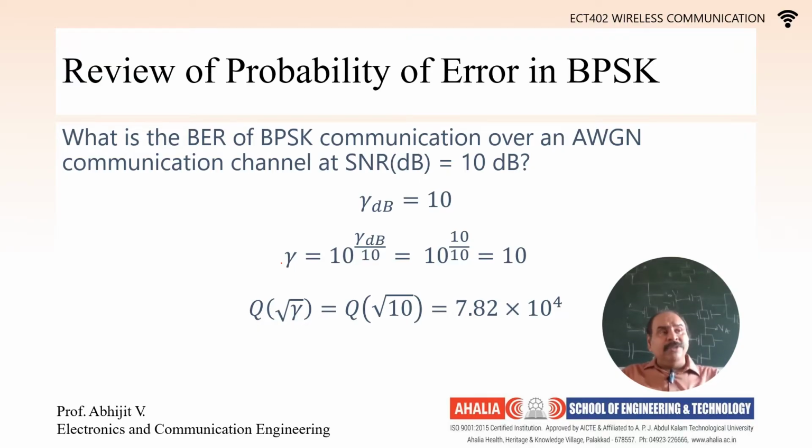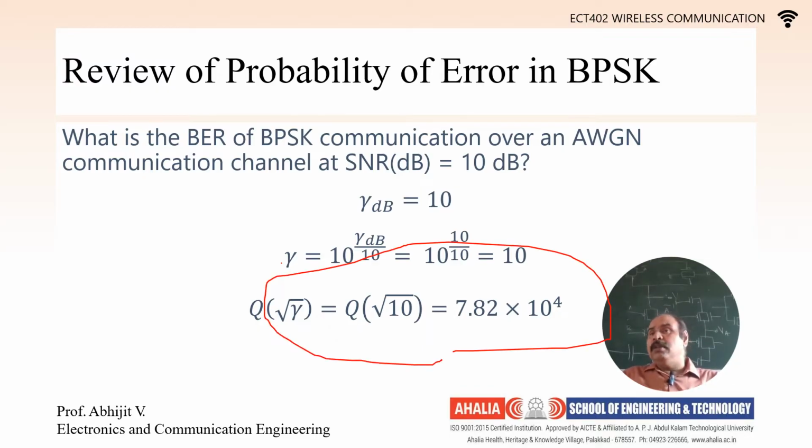Q of root 10, and using the Q function table, when you solve it, you will get 7.82 into 10 raised to the power of minus 4. This value is determined by a Q table. It is available in your textbooks. You can use the Q table for your exams also.